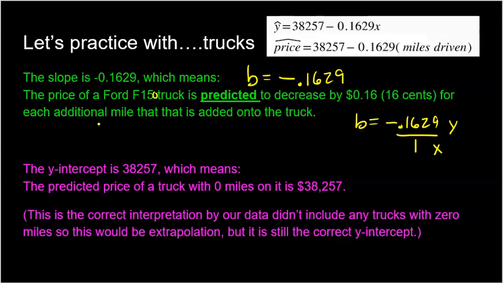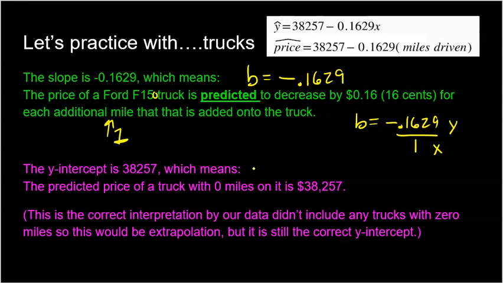So for each additional 1 mile, I can even put a 1 in there, but I think it's implied that a mile is 1 mile. But it's pretty easy to interpret this. It's not overly difficult. Just don't overthink it. It's almost like a script. You just got to follow the script, right? It is how much we predict the response to change for each one in the explanatory. All you got to do is fill in the blanks with the context. So for this particular one, I'll say it one more time. We predict the price of a Ford F-150 truck to decrease by about 16 cents for each 1 mile that is added onto that truck.